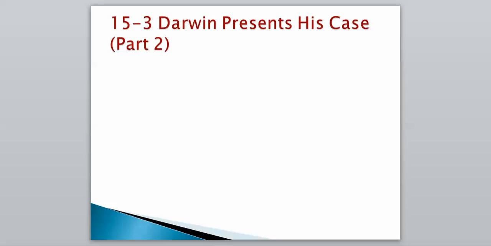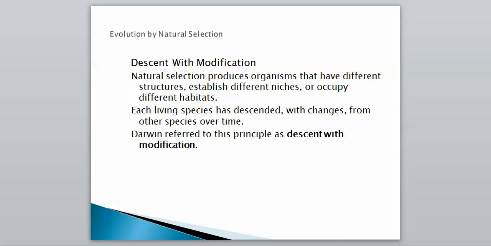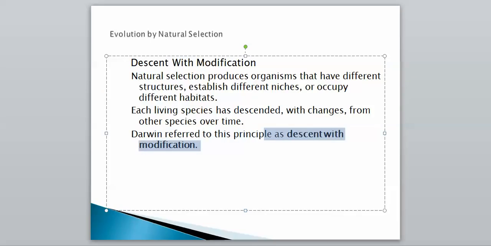The next point that he brought up in his book was this idea of descent with modification. Natural selection produces organisms that have different structures, they establish different niches, and they occupy different habitats. Natural selection causes organisms to change over time, and they're all going to be doing different things. Because of this, each species has descended with changes from other species over time. Darwin called this principle descent with modification. Modification simply means to change, so Darwin referred to the idea that organisms were changing over time as descent with modification.